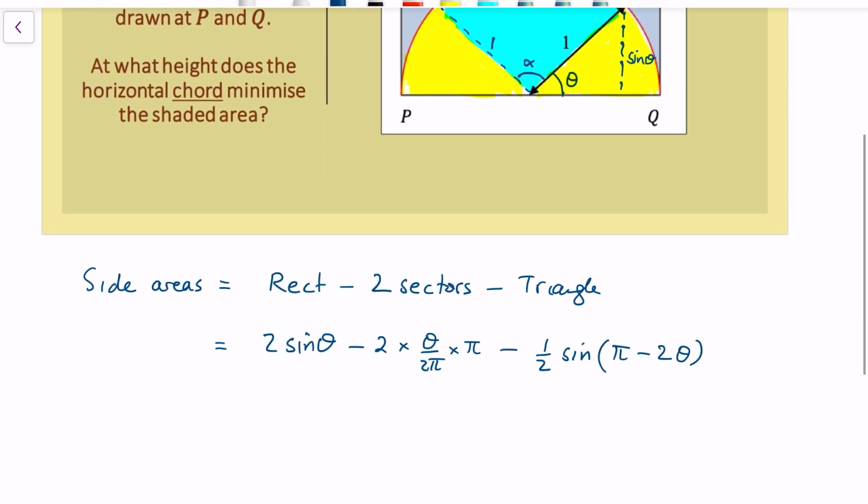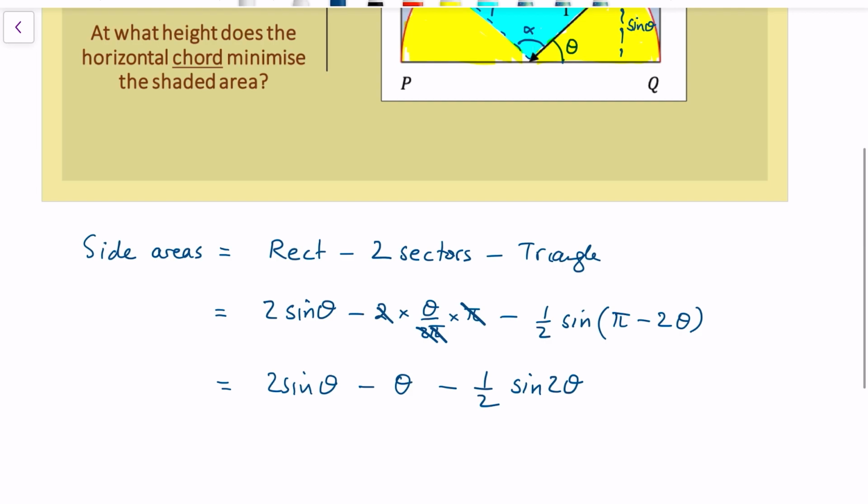So that's our expression for those areas, and it simplifies a little bit. 2 sine theta. The two sectors, the pi's cancel, the 2's cancel, so we're left with just minus theta. And the sine of pi minus 2 theta is just the sine of 2 theta. So no integration needed, just standard level 2 trigonometry. NCEA level 2 that is.